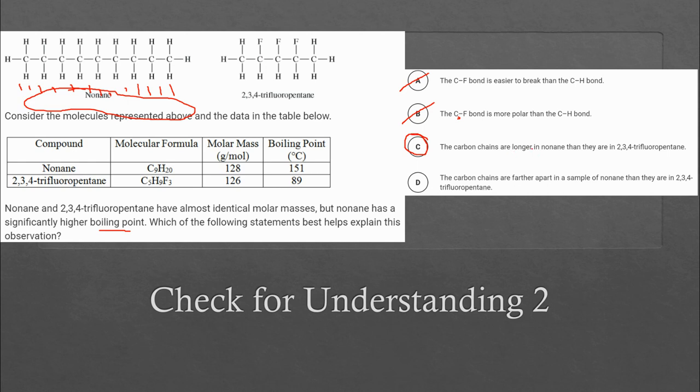The carbon chains are longer in nonane than they are in 2,3,4 trifluoropentane. So there's a larger surface area in nonane, and therefore there are more spaces where attractions can occur between molecules, and therefore nonane is more polarizable because the electrons can move over a larger space and the attractions can form in more spaces. So it has stronger dispersion forces and therefore has a higher boiling point.